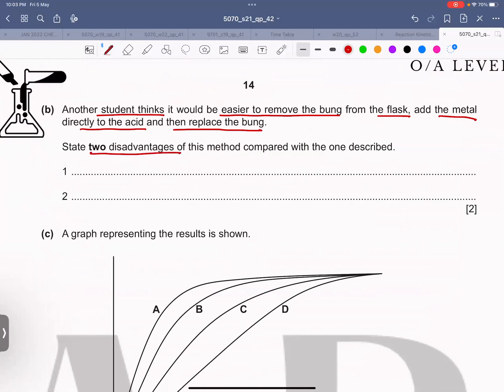State 2 disadvantages of this method. Yes. It is more dangerous. Okay, besides this, if we put the metal in and then place the bung, the hydrogen that is formed can escape from there, right?